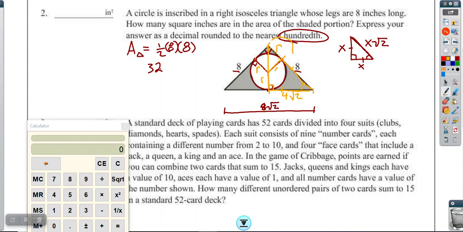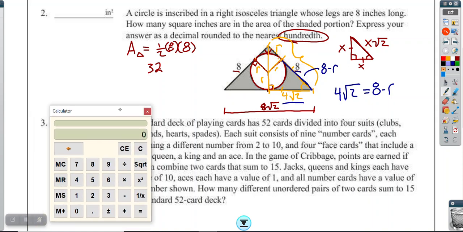Well, if the whole side length here is 8, that means that this segment right here is going to be 8 minus the radius. So this side length is 8 minus the radius. But wait a second, it's also 4 times the square root of 2. So you know what that means? That means that 4 root 2 has to equal 8 minus the radius. I can now find the radius. How awesome is that? All right, so I'm going to pull up my calculator.